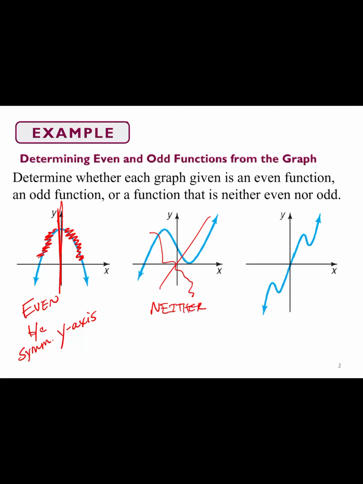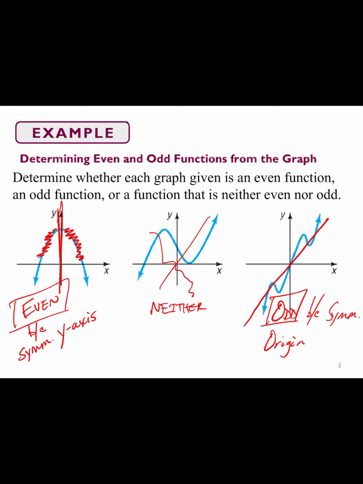And look at that action through that origin. Draw a diagonal. Looking good. Same on that diagonal. Clearly, it's an odd function, because it's symmetric to the origin. Odd because symmetric to the origin. So, all right, let's keep rolling.